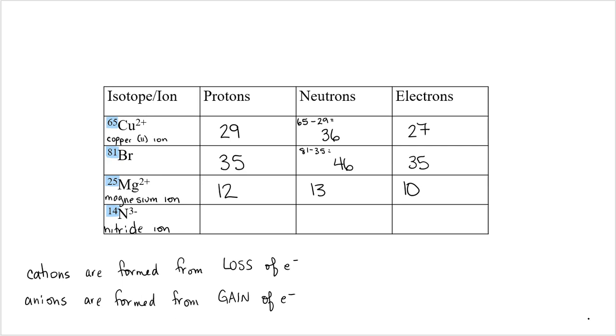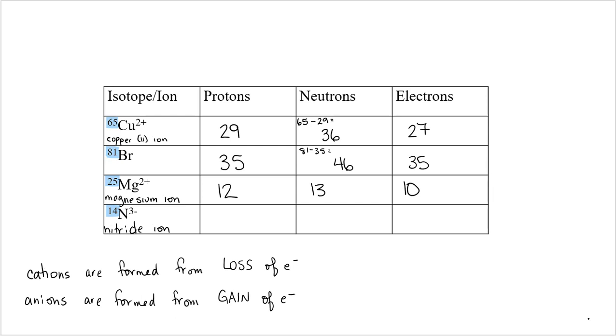And we know that nitrogen is going to form a 3 minus ion because nitrogen is in group 5 of the periodic table. Since it's in group 5, it has 5 valence electrons, and it will gain 3 electrons to look like its nearest noble gas, which is neon. So nitrogen will gain 3 electrons to look like neon. That forms the 3 minus anion, nitride ion.